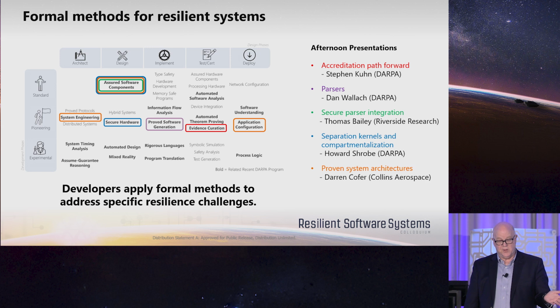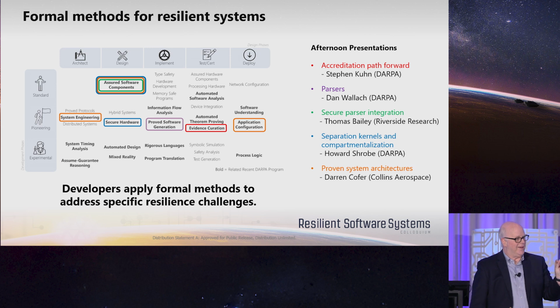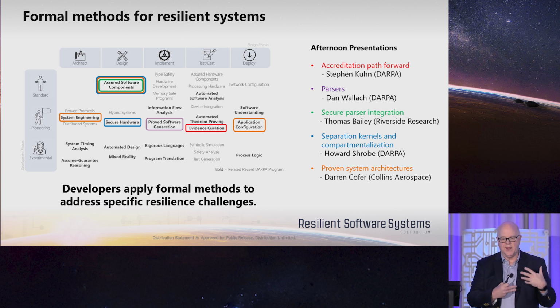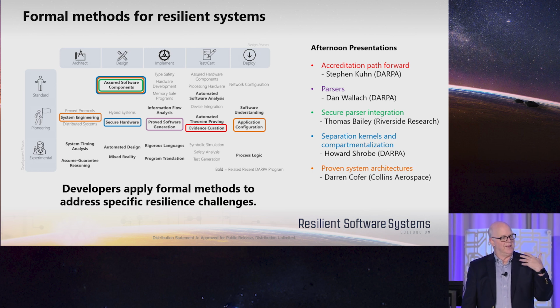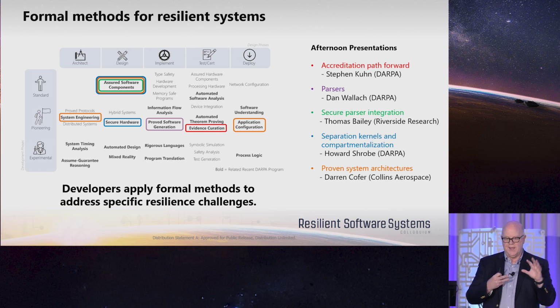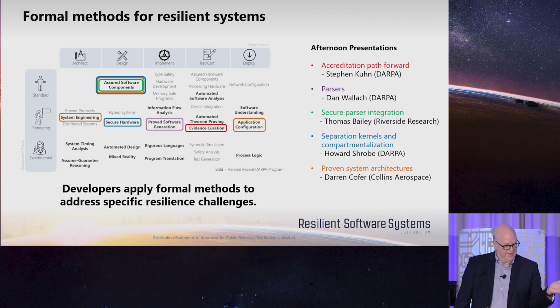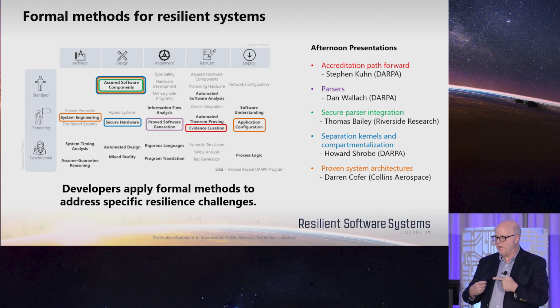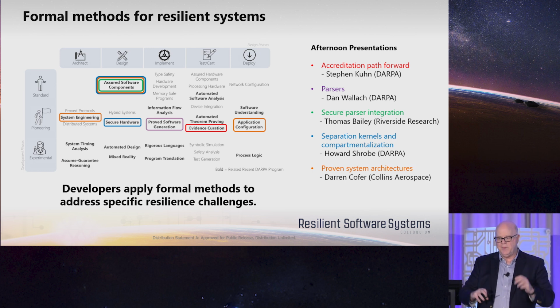Dan Wallach is going to then talk about parsers, which are a particularly good low-hanging fruit area for really important applications of formal methods. And then Thomas Bailey from Riverside Research will talk about integrating generated parsers into an application, to have an example of integration of something that we're trusting into a system. Then Howie Shrobe is going to talk about separation kernels and compartmentalization, which is a really important application of formal methods that allows you to keep things separate that need to be kept separate.